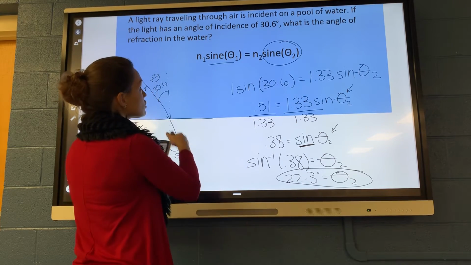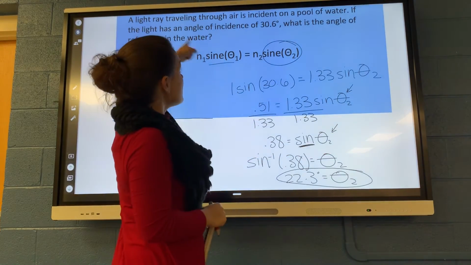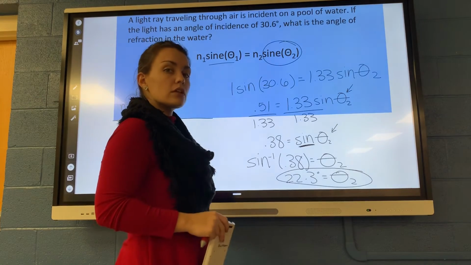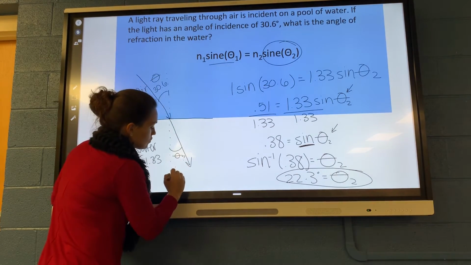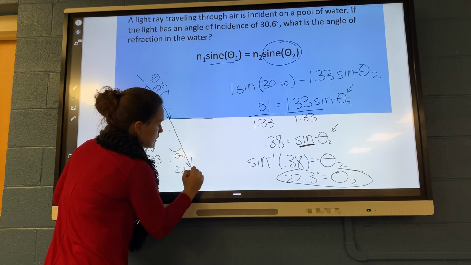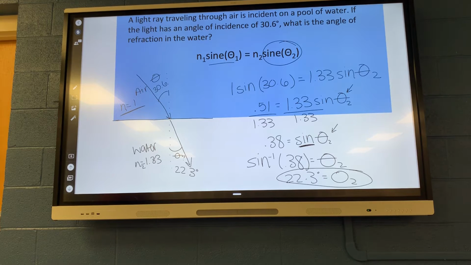If you were shining light into a pool at an angle, that is the angle the light was shining into the water. So right here, that's angle 2, 22.3 degrees. All right? So that is how you use Snell's law.